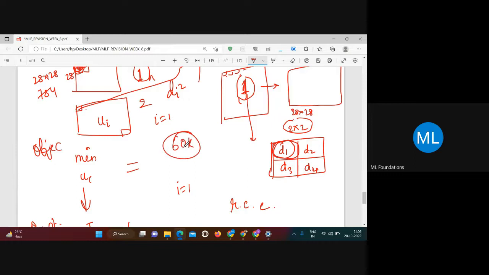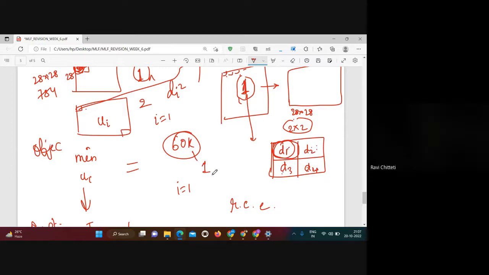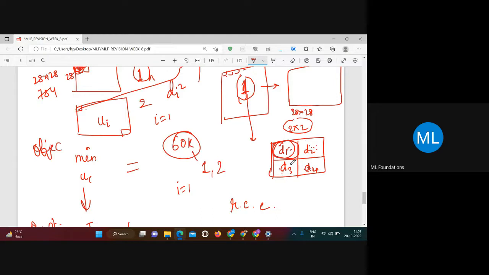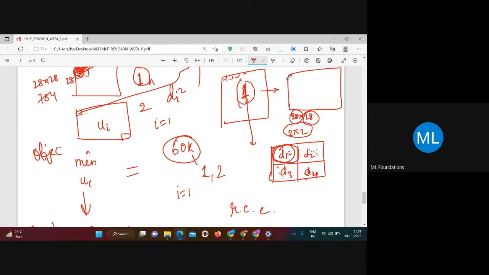So 60K handwritten words are there. I've just started from the first. For the first, there would be 4 values, right? Similarly for 2, there would be 4 values. So here, for 28 cross 28, he took each data point as one feature. If I convert that into 2 cross 2, I'll have how many features? 4 features, right? So here he had 28 cross 28 features, that is 784 features. So he converted all the data set into 784 features, right? Till now it's clear, right?